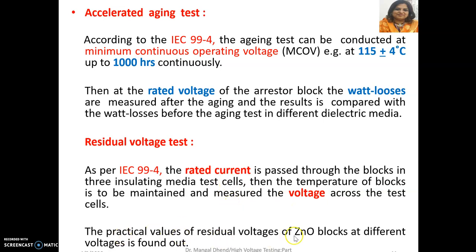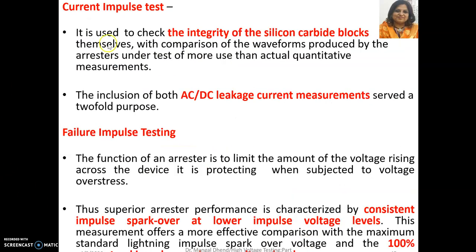The practical values of residual voltage of ZnO blocks at different voltages are found out. The next test is the current impulse test. It is used to check the integrity of the silicon carbide blocks, meaning the arrestor blocks. In the case of a silicon arrestor, it will be made up of silicon carbide blocks.